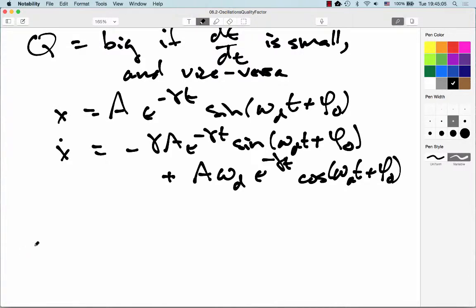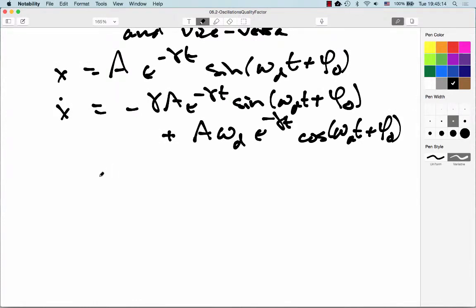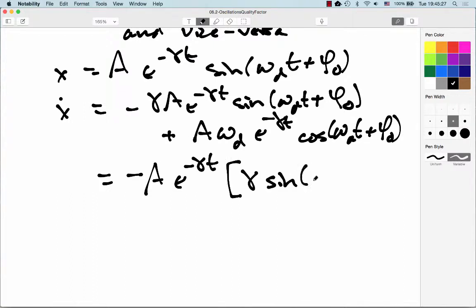Alrighty. So what do these terms have in common? They both have an A and an e to the minus gamma t in common, so let's group them out. And so we'll say that's minus because intuitively we want to describe it as a dissipation. A e to the minus gamma t, and then we're left with gamma times the sine of stuff, omega d t plus phi naught, minus omega d times the cosine of the same stuff.